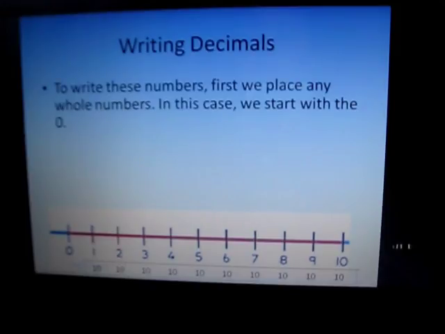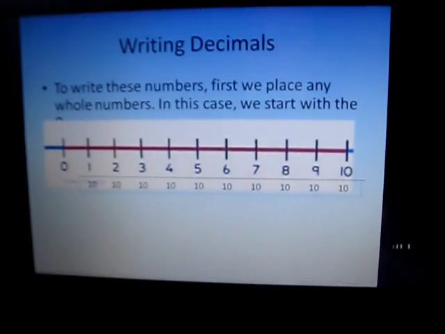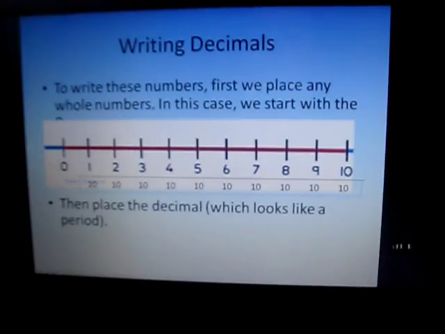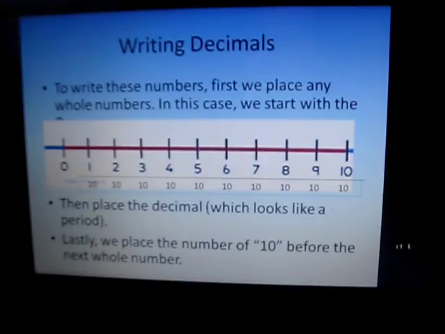To write these numbers, first, we place any whole numbers. In this case, we start with 0. Then, place the decimal, which looks like a period. Lastly, we place the number of 10 before the next whole number: 1/10, 2/10, 3/10, 4/10, 5/10, 6/10, 7/10, 8/10, 9/10, and 10/10 or 1 whole.